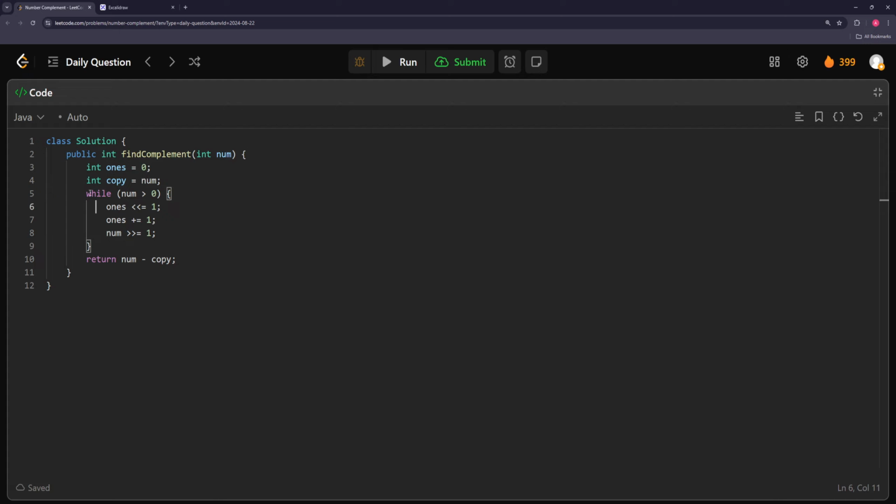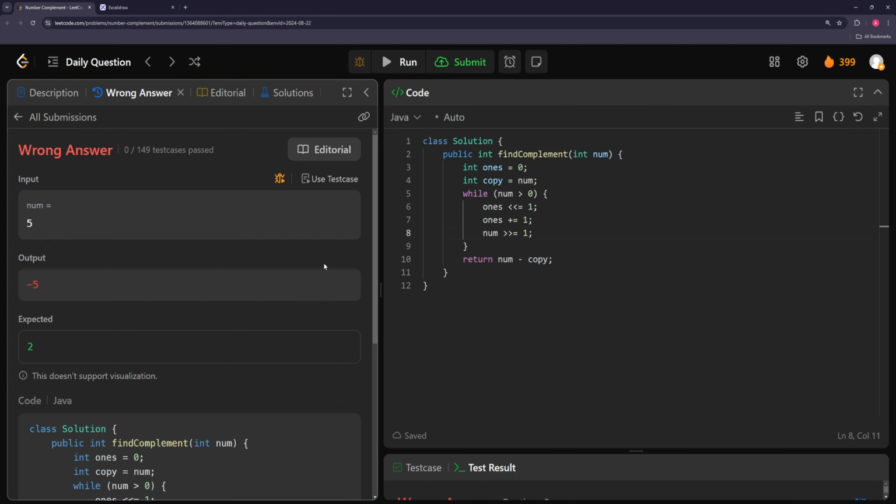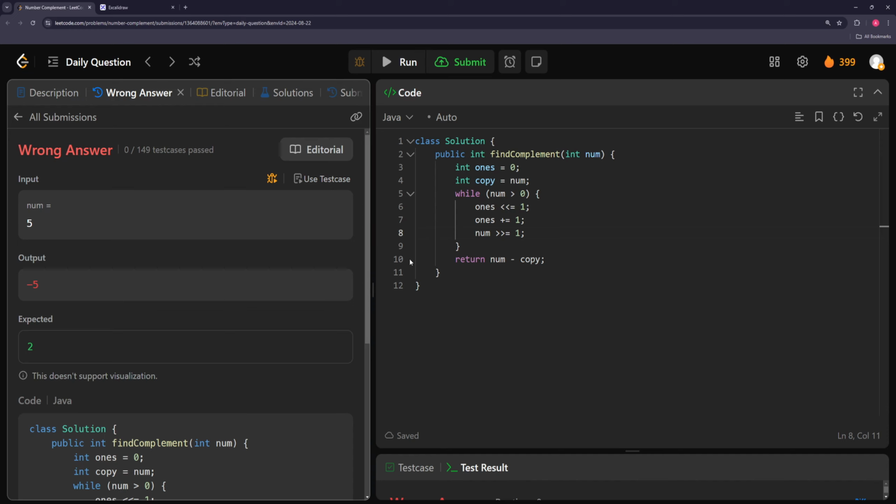Also important, if you do 2 to the powers and so on, I'll show this really quick. So these constraints are, oh, we screwed up. Okay, so 5, -5. So let's see what we did wrong. Oh, it's the other way, right? So copy minus num. Copy is the, actually, oh, this shouldn't be num. This should be ones minus copy, I believe.